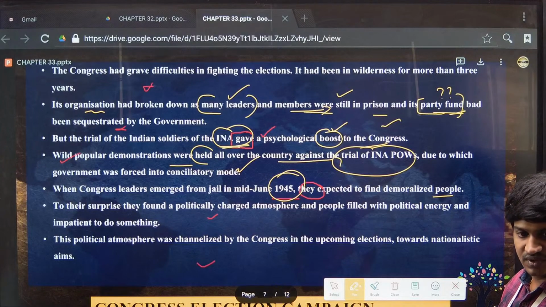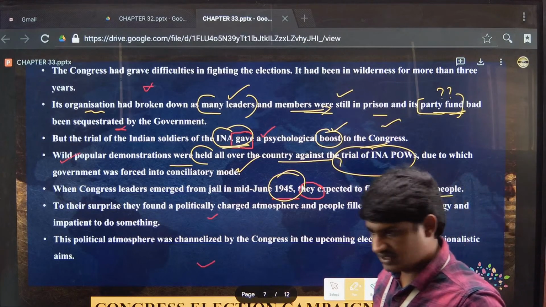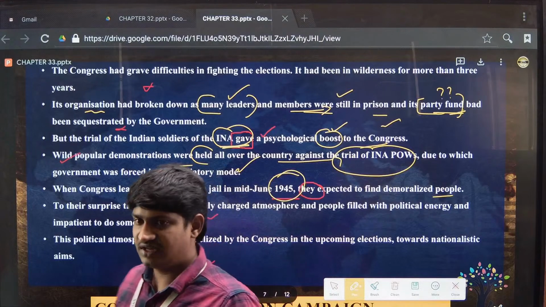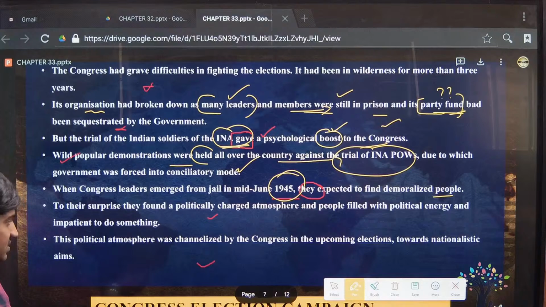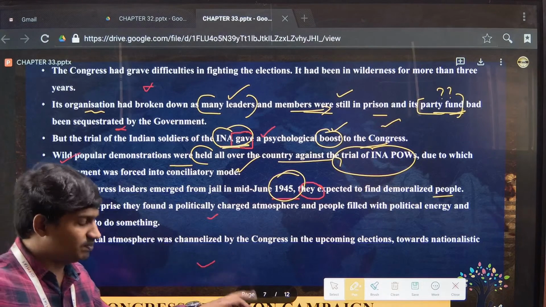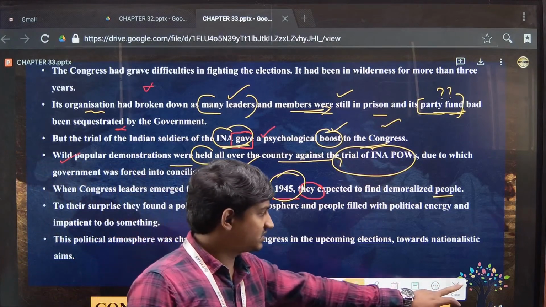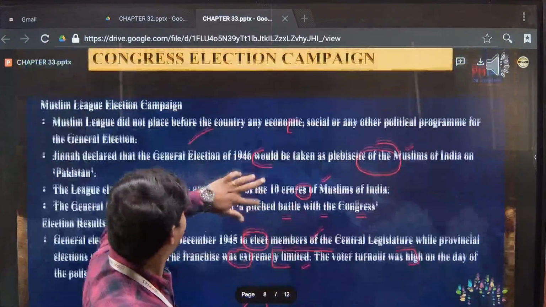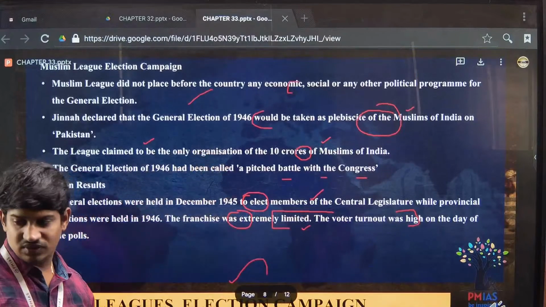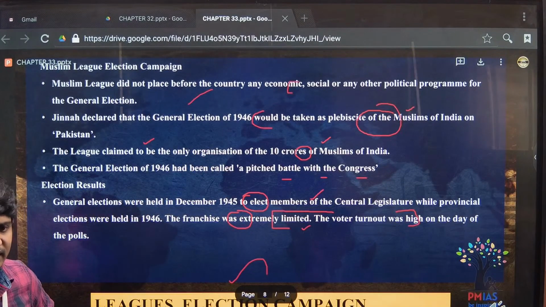When contesting, compared to the elections held before, now they have really a very short time. So the election campaigns were very rushed. But people were ready to blindly support the Congress. The reason is the nationalistic spirit. Okay, so that was the Congress election campaign. They said simply, your spirit towards the INA trial was inspiring us. So with this support, we are going to contest in the election.